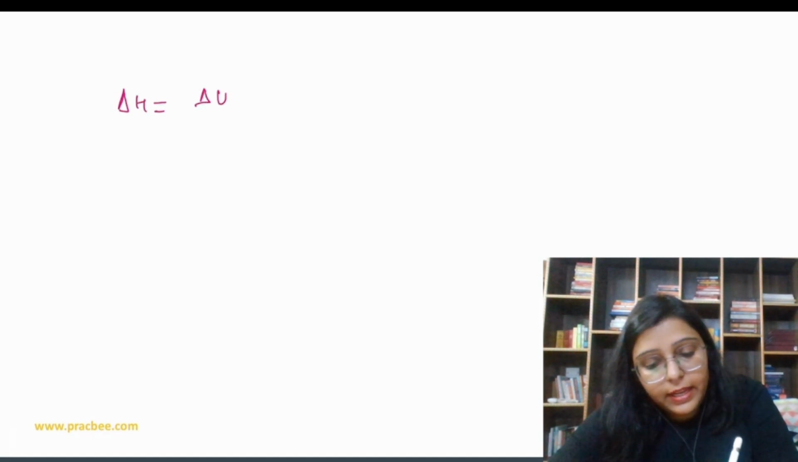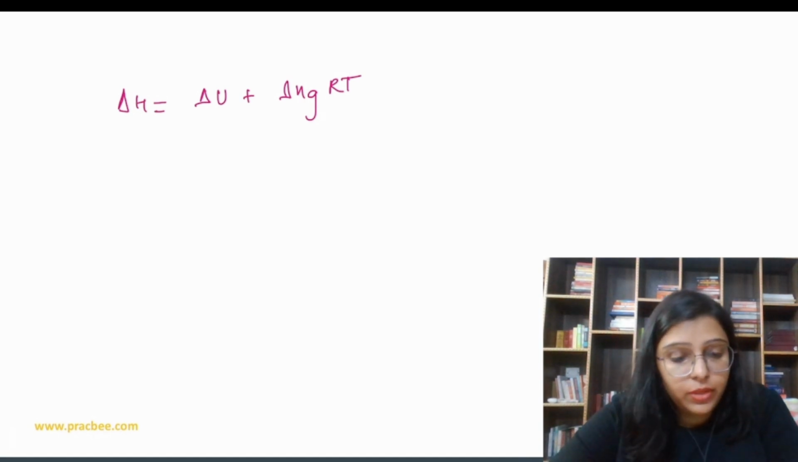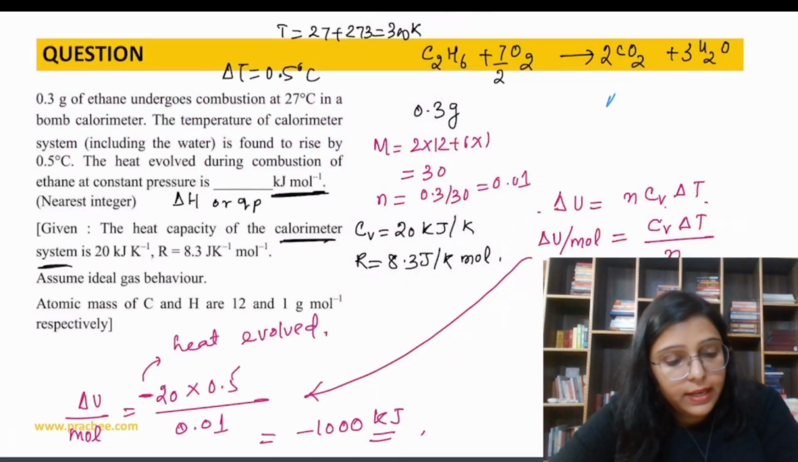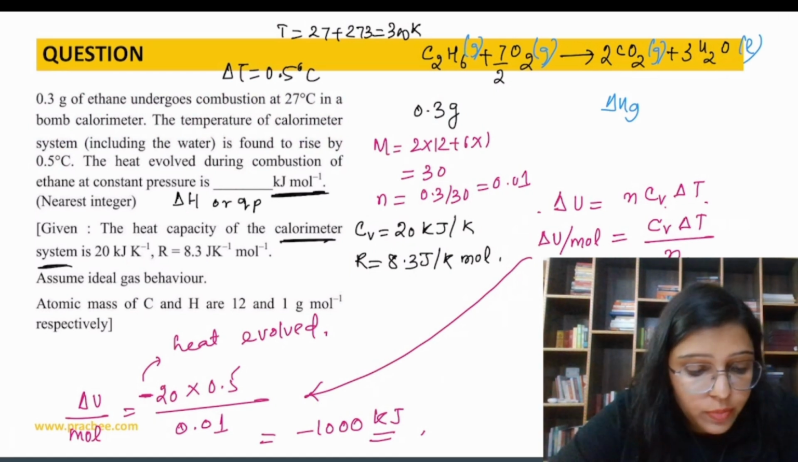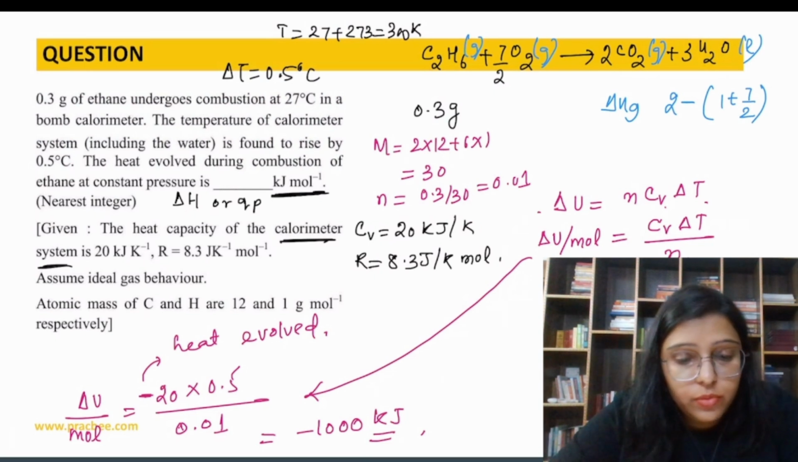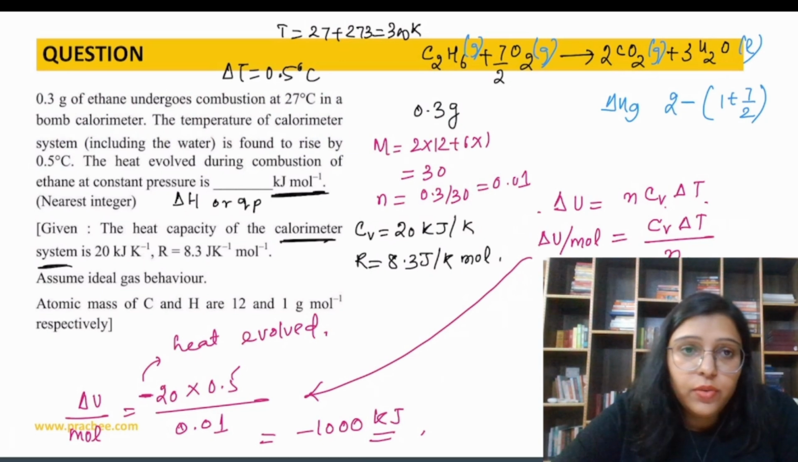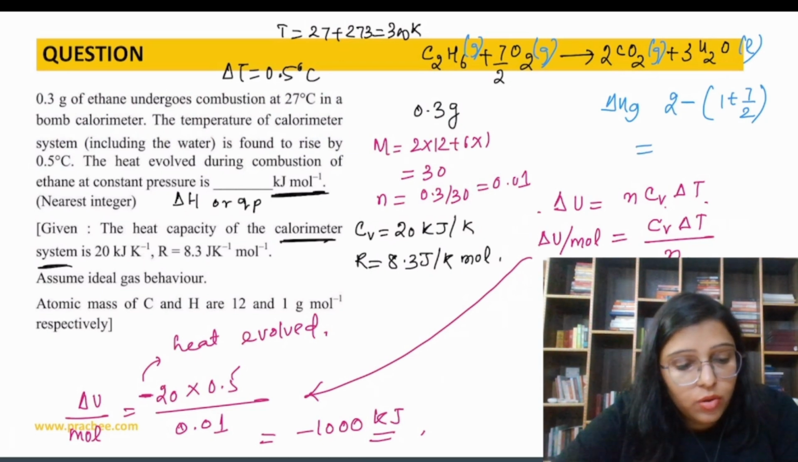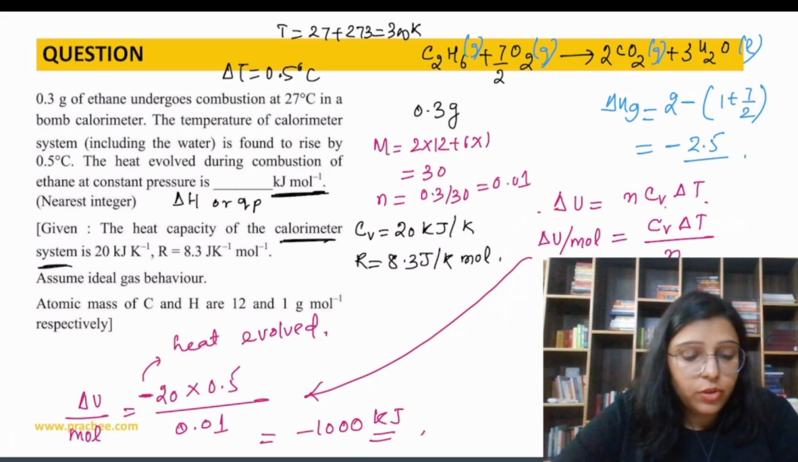Now the next step, delta H is equal to delta U plus delta nG RT. Now you have to find the value of delta nG. So let's find it. This is gas, this is liquid, this is gas, this is gas. So this is going to be 2 minus 1 plus 7 by 2. Delta nG is equal to 2 minus 1 plus 7 by 2. When you solve this, you get the answer equal to minus 2.5.